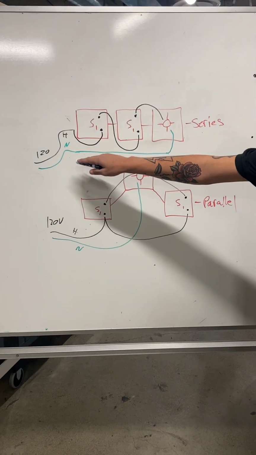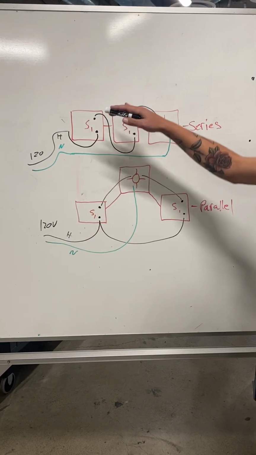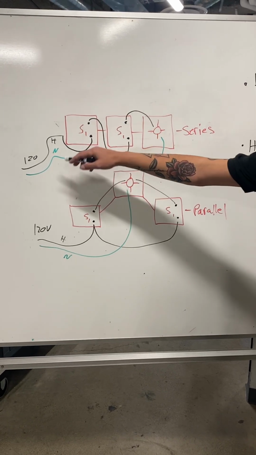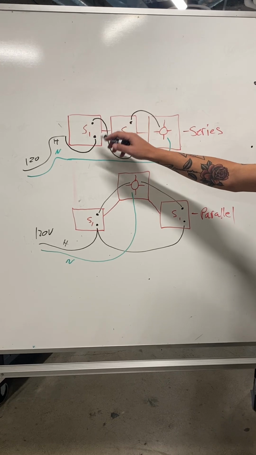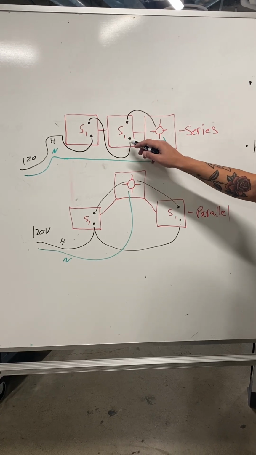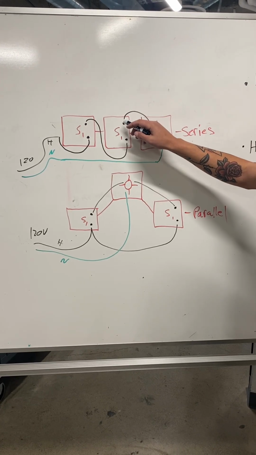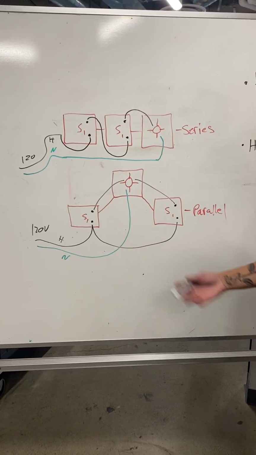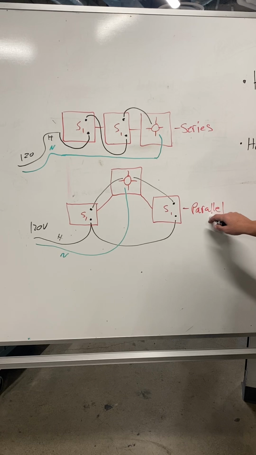We have our 120 volt coming in on both of these sections, and our first one is in series, so we have our hot coming to the hot or line side, load going to line, and then from line to load to your light. Neutral passes straight through. In addition to that, we have the parallel circuit.